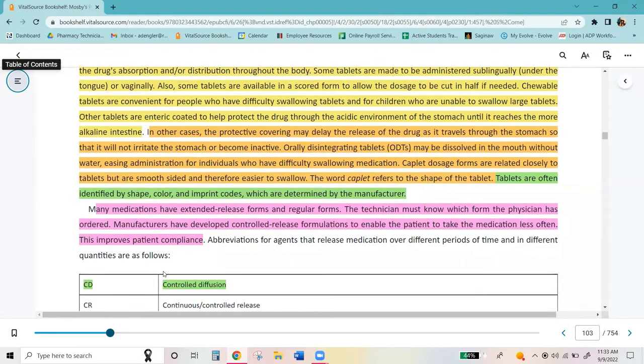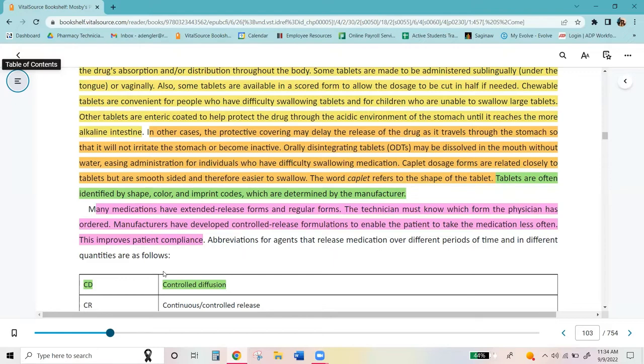Many medications have extended release forms and regular forms. Usually, the regular form is called IR, immediate release. The technician must know which form the physician has ordered. The manufacturers have developed controlled release formulations to enable the patient to take the medication less often.